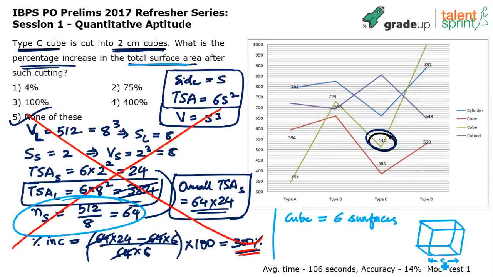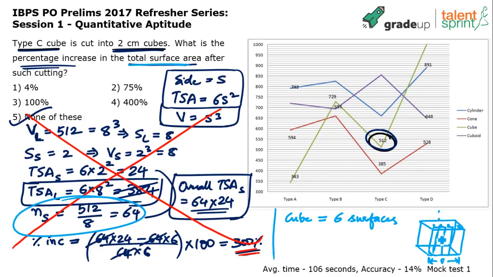The larger cube, each side is 8. You want cubes of side 2 centimeter. So basically, this 8 will be divided as 2, 2, 2 and 2, right? But to get each 2, how many cuts would be made? 3 cuts. To get all these 2s, we'll make 3 cuts. Cut number 1, cut number 2 and cut number 3.